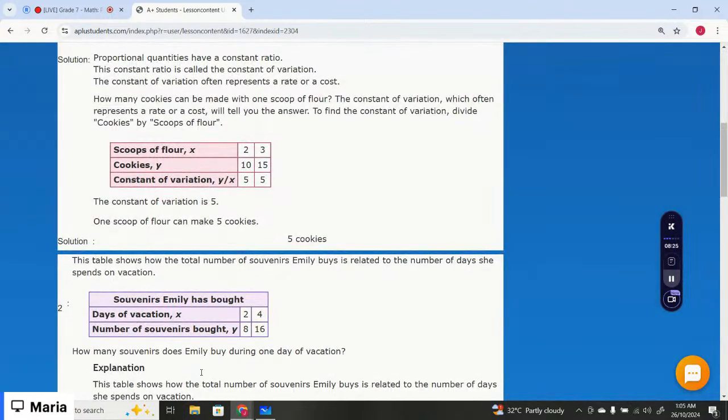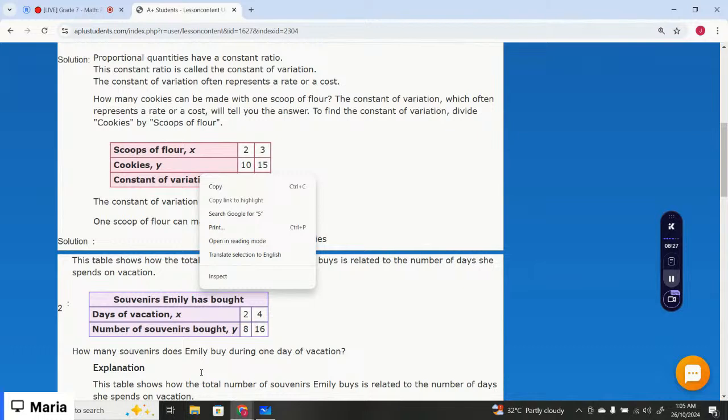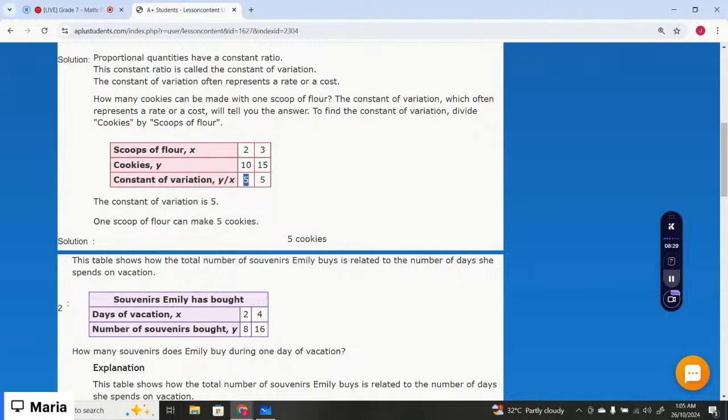So when you do 10 over 2, that makes 5. When you do 15 over 3, that makes 5. That is the constant of variation. Got it? So that means 1 scoop of flour can make 5 cookies. The correct option is 5.